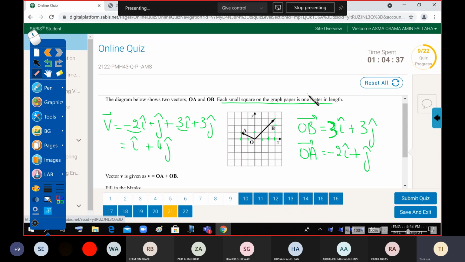Now pay attention: if they don't say 1 meter length, let's say they said 2 meters length, we don't count only 3, we count 3 and multiply it by 2. So the answer won't be 3, it will be 6. So if they give you a scale, like 2 centimeters or 2 meters, make sure that you multiply by the scale. But here they didn't say that, so directly I can write it down by counting and that's it.